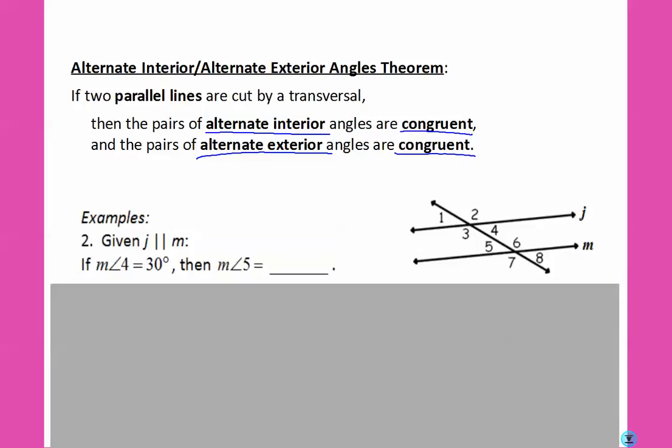Given that line J is parallel to line M, so we're going to mark that with our arrows that mean parallel. If the measure of angle 4 is 30, what's the measure of angle 5? Well, those are alternate interior angles. Therefore, the measure of angle 5 has to be the same as the measure of angle 4. So the measure of angle 4 and the measure of angle 5 are congruent, so they're both 30 degrees.